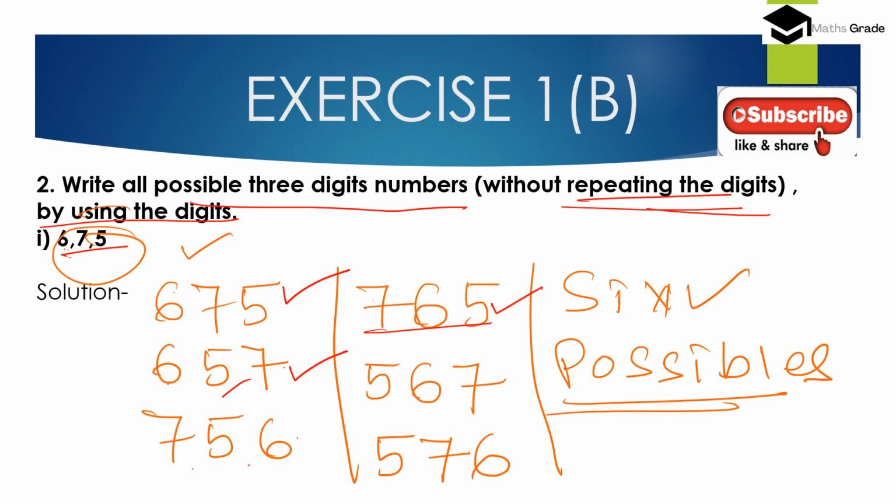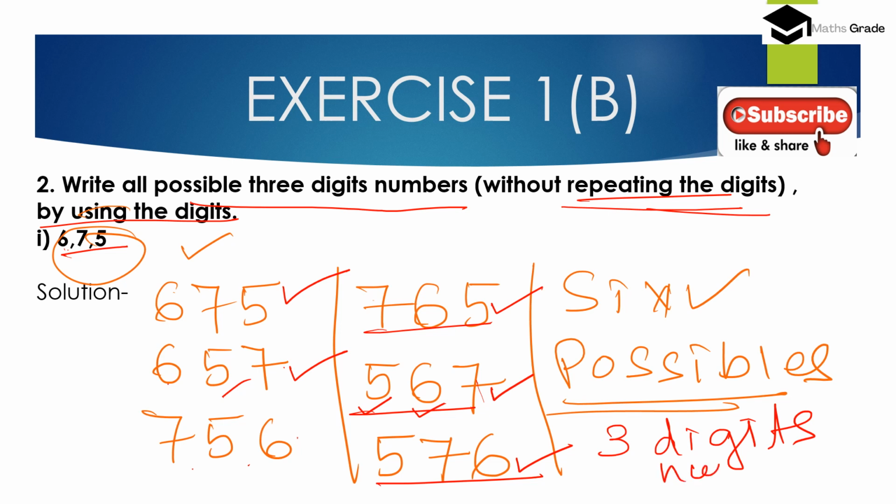If we use the digits 5 at the hundreds place, 6 at the tens place and 7 at the unit place, then the number will be 567. And 5 at the hundreds place, 7 at the tens place and 6 at the unit place, then the number will be 576. These are the 6 possible 3-digit numbers that can be formed using the digits 6, 7 and 5 without repeating the digits.